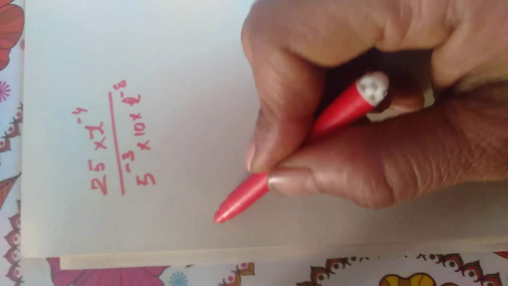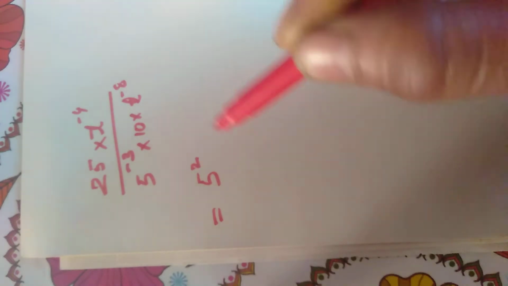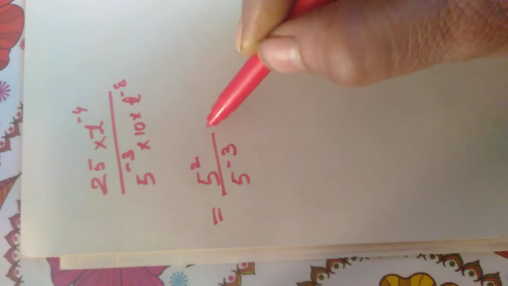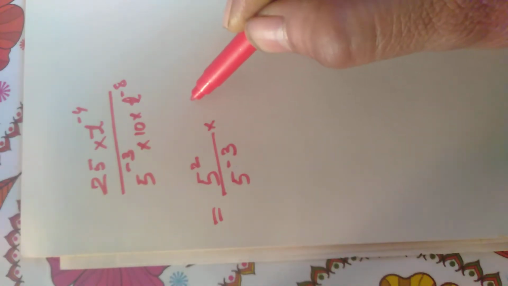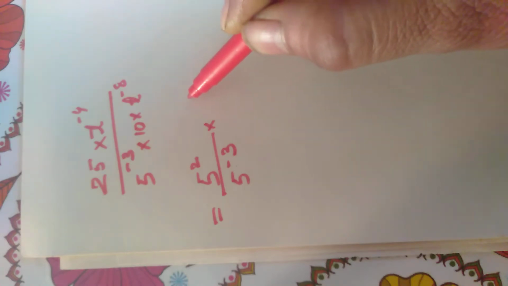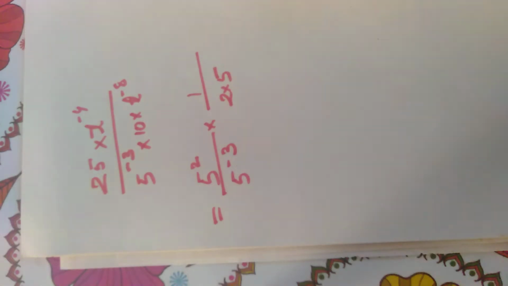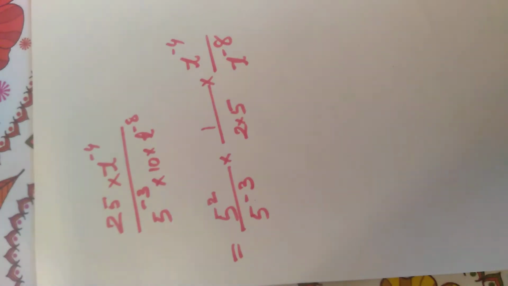So we can write this as 5 square upon 5 to the power minus 3 into t to the power minus 4. We can write this 10 as 2 into 5, and the t together we can write t to the power minus 4 upon t to the power minus 8. Now here the division work is there, so we can solve using the laws of exponents for division, where the power gets subtracted.